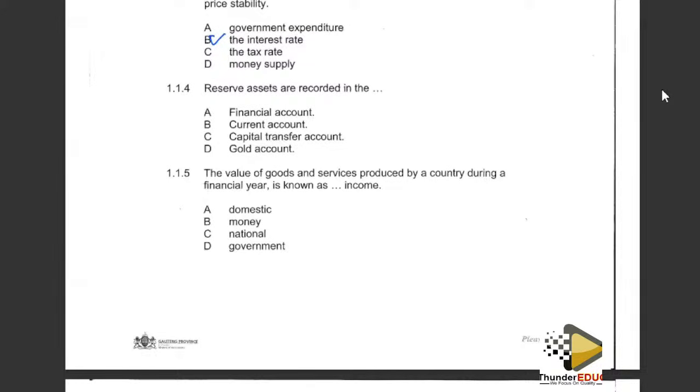The next question we have is 1.1.4. 1.1.4 reads as follows: Reserve assets are recorded in the dash. So now let's talk of the word asset and let's talk of the word reserve. Reserve means that you put aside, you don't actually use that asset at the moment. So now what do we mean by the asset? When you talk of assets, we refer to possessions of the economy or possessions of the business.